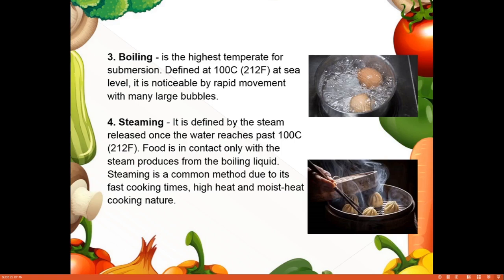Number 4, steaming. It is defined by the steam released once the water reaches past 100 degrees centigrade. Food is in contact only with the steam produced from the boiling liquid. Steaming is a common method due to its fast cooking times, high heat, and moist heat cooking nature.